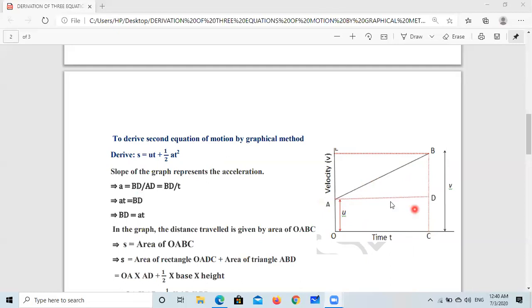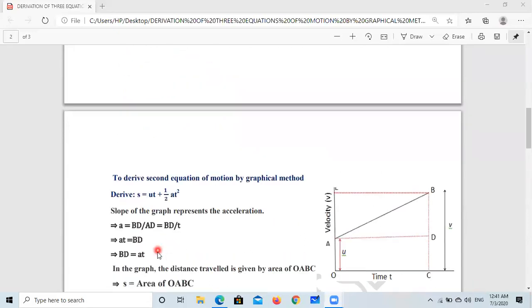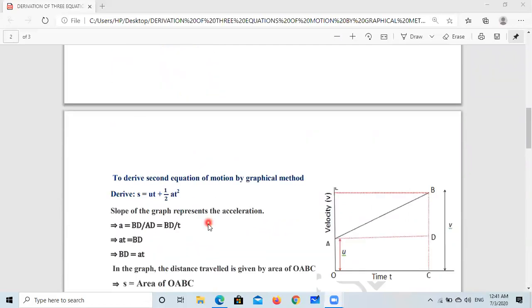As we have discussed, first we want to find the value of BD. For BD, we can start from acceleration a equal to slope of the graph. Slope of the graph represents the acceleration. a equal to BD upon AD, so BD upon t. When t comes this side, at equal to BD. If you want the second equation of motion after the first, once we find the value of at, we don't need to find it again. We can call it equation 1 or equation 3 here, and equation 2 here, so from equation 2 we can get it directly.